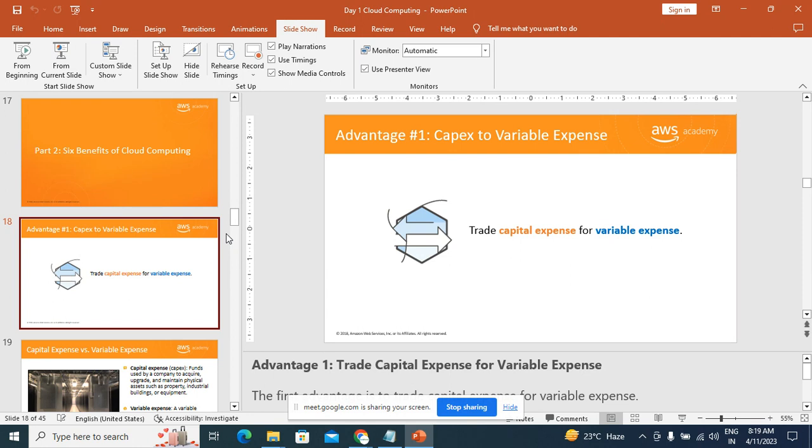These are all like the first advantage. This is capex to variable expense. So these are all important benefits. So this first you need to present, then after, your own examples of benefits. Okay, so the first benefit is capex to variable expense.